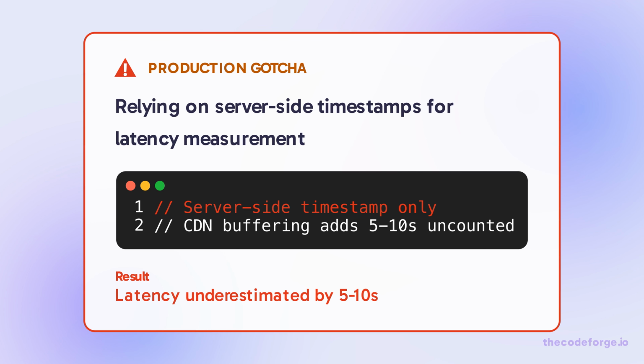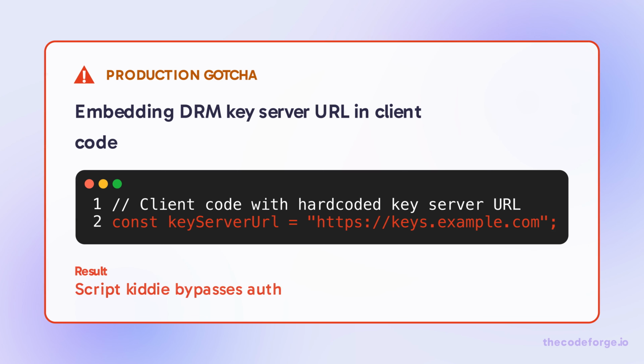Don't rely on server-side timestamps alone. Content delivery network buffering can add 5–10 seconds of uncounted latency. Inject a clock overlay in the video and measure from a real viewer. Don't embed the DRM key server URL in client code. Fetch it via a secure API that validates the token first. Otherwise, a script kiddie can bypass your authentication.